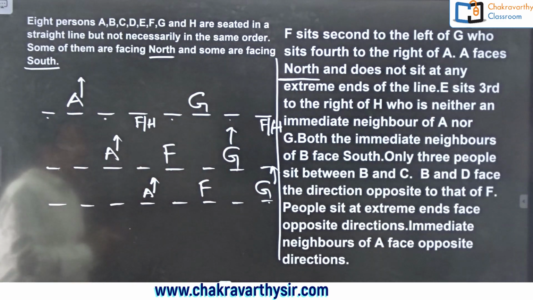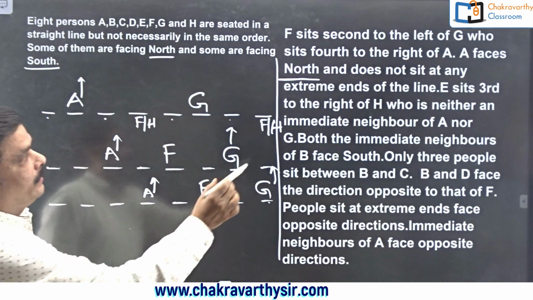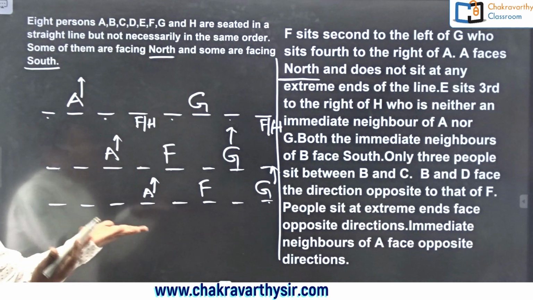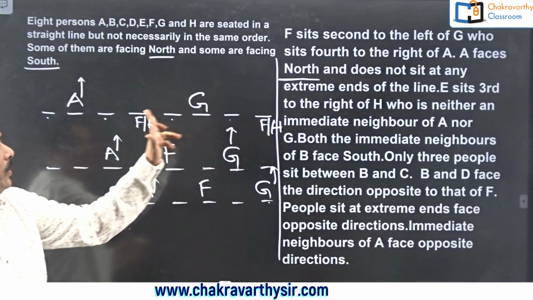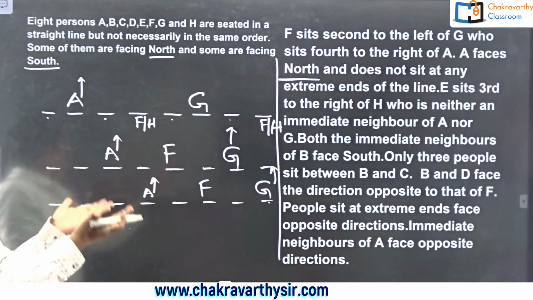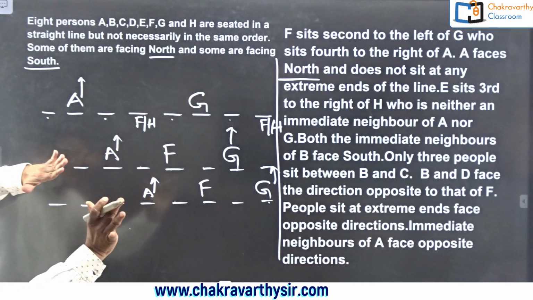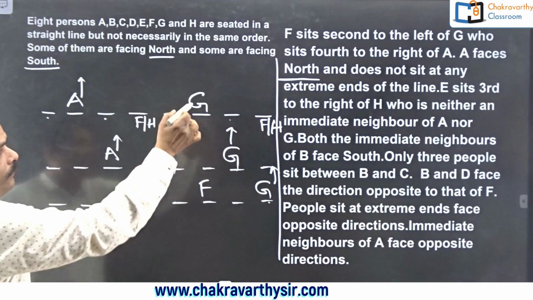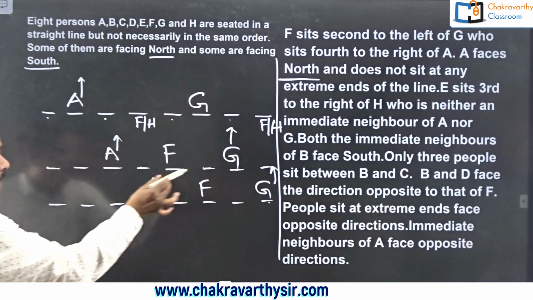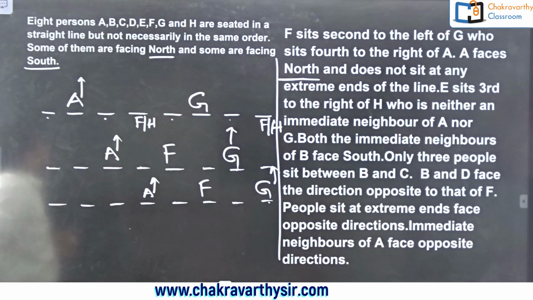Now, where shall I keep E? They have given very clearly that E sits third to the right of H. But I don't know whether I can keep H here or here. So, there is no question of E. Keep it aside. Okay, now go for this one. Very simply, take the relationship how you have taken here. In the same way, you go for the second arrangement also.